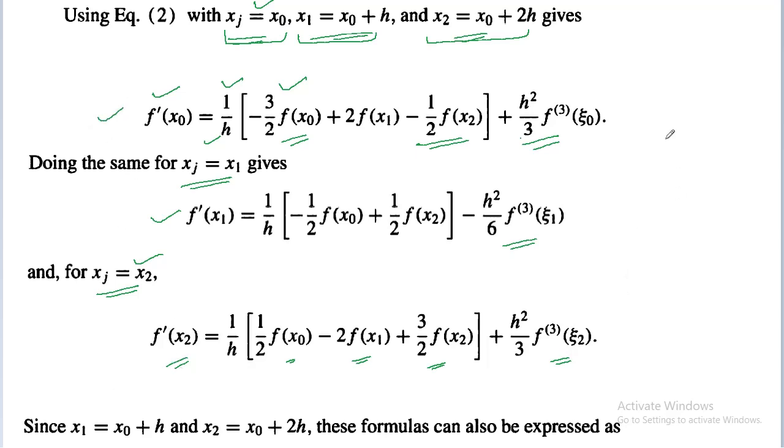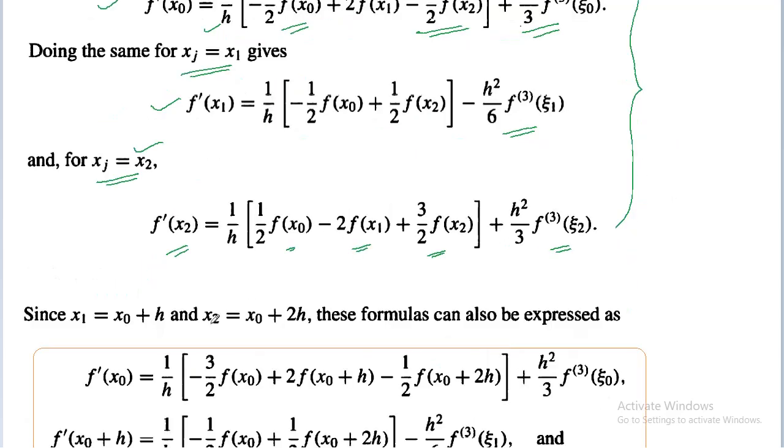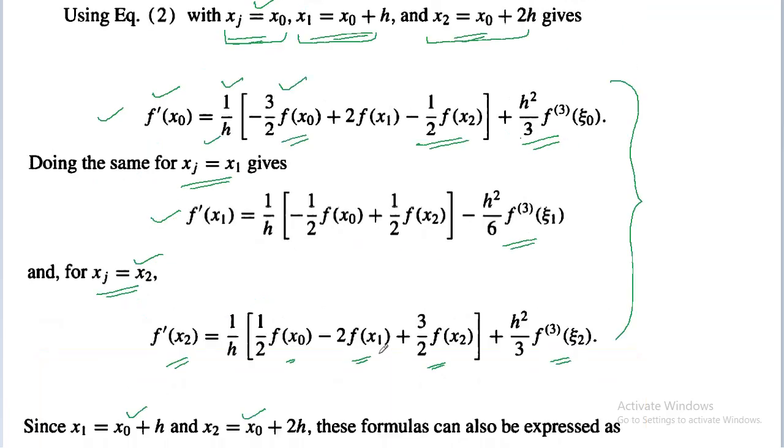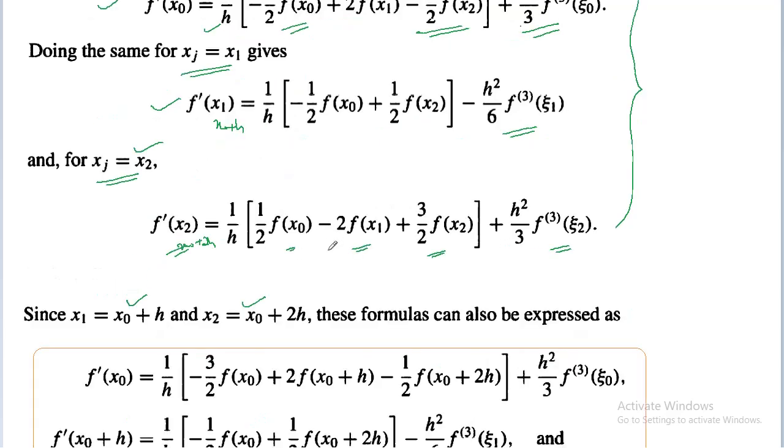Now by using these three formulas, since we have x1 equal to x naught plus h and x2 equal to x0 plus 2h, we are going to replace this x1 by x0 plus h and this x2 by x0 plus 2h. So replacing those values, we get these equations given by this.